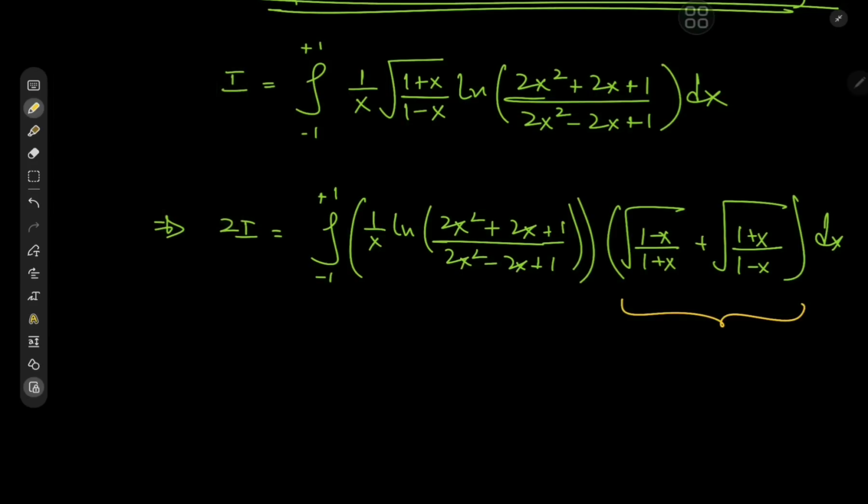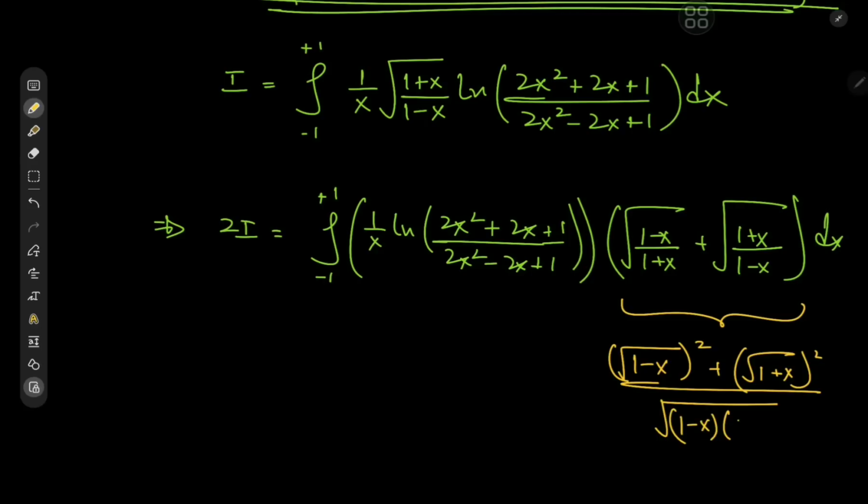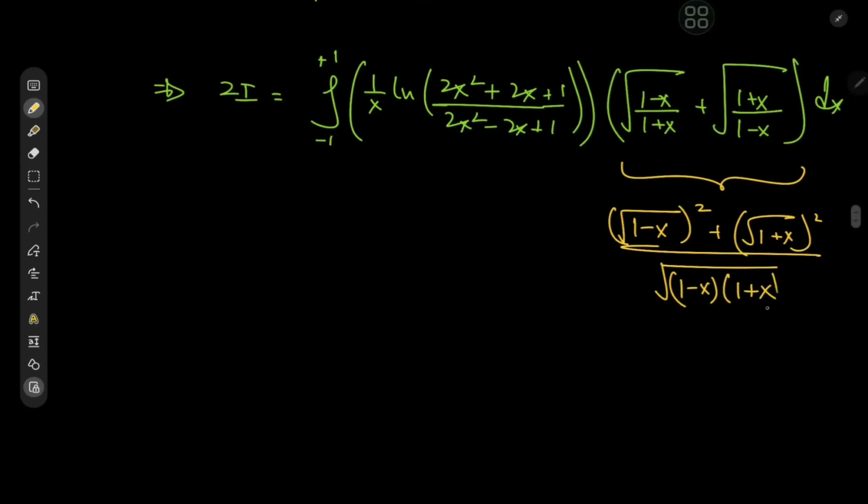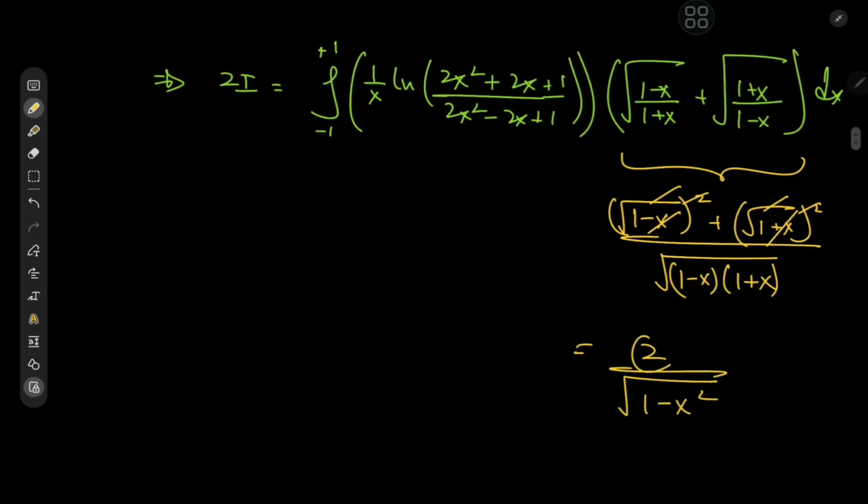This thing here is just going to be, well, 1 minus x in the square root squared plus root 1 plus x squared divided by root 1 minus x times 1 plus x, which of course yields on simplification. We also see the x's will cancel out, so there we go. So we have a factor of 2 here, and in the denominator we have 1 minus x squared. Okay, cool. And the 2 over here canceled out quite nicely with the 2 out there.